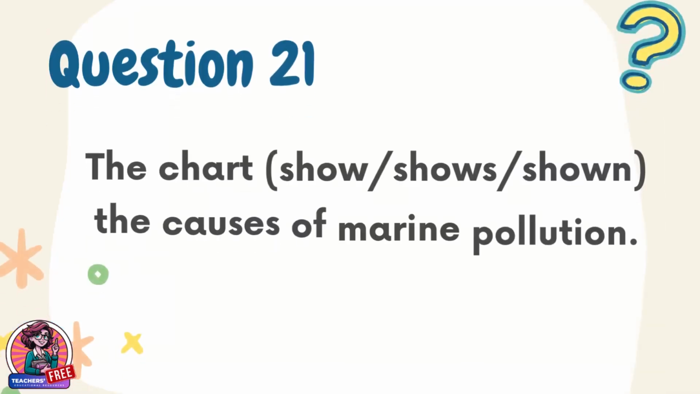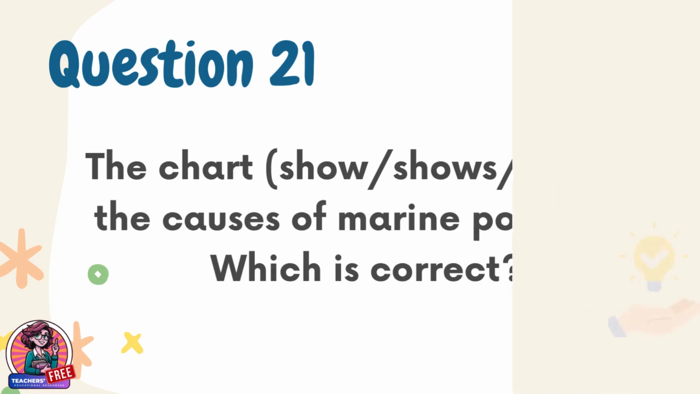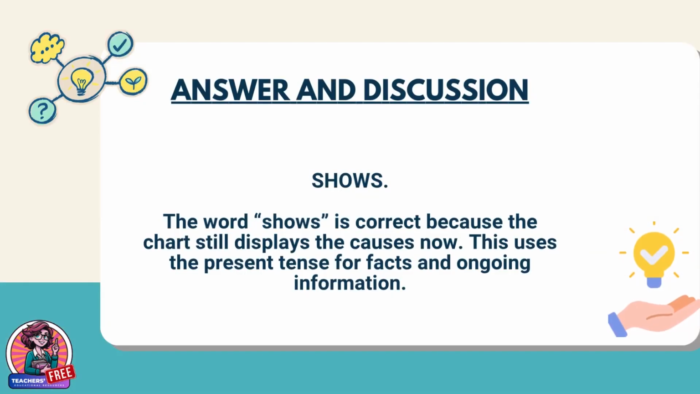Question 21. The chart show, shows, shown the causes of marine pollution. Which is correct? Answer: shows. The word shows is correct because the chart still displays the causes now. This uses the present tense for facts and ongoing information.